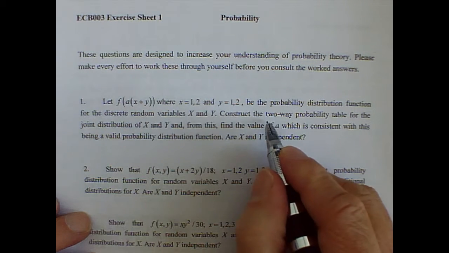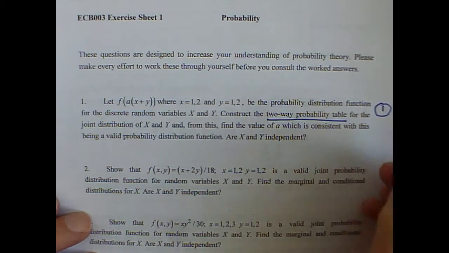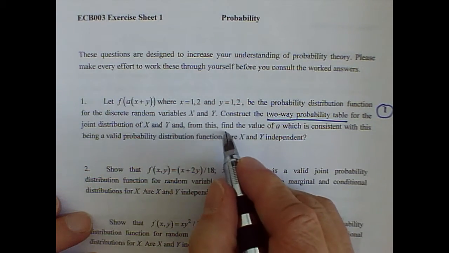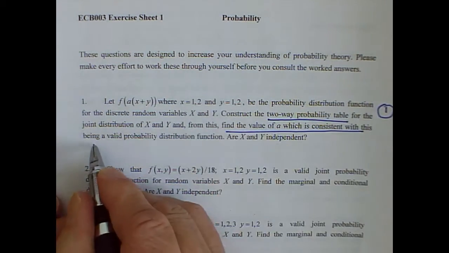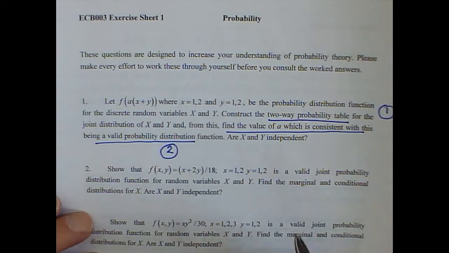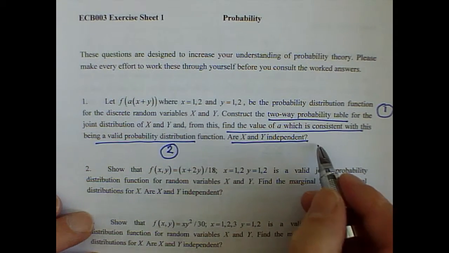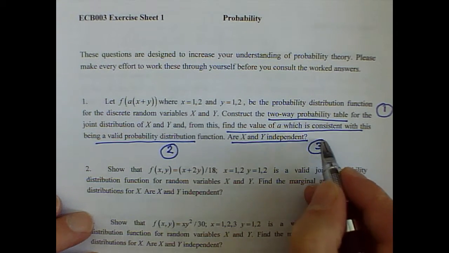There are three parts to this question. First of all, we need to construct the two-way probability table for this function. Secondly, we need to find a value of a which is consistent with this being a valid probability distribution function. And thirdly, we need to use our results to show whether or not x and y are independent.